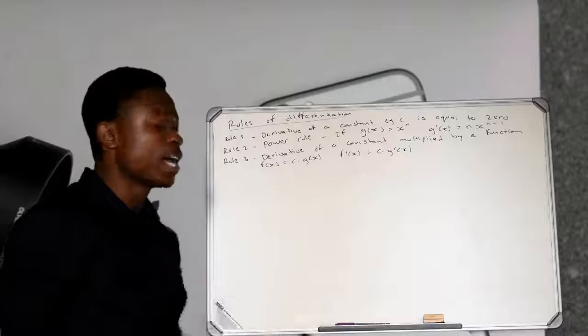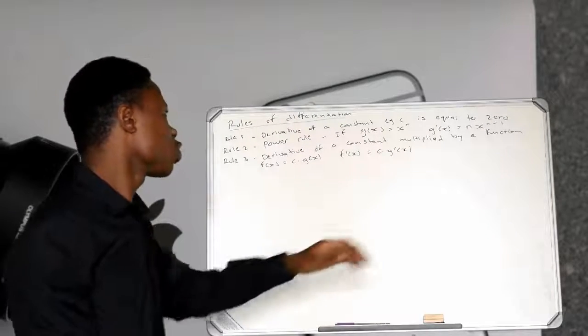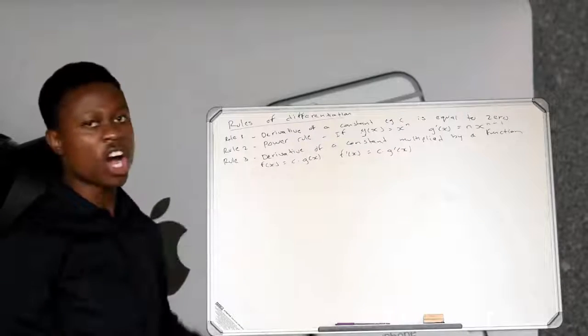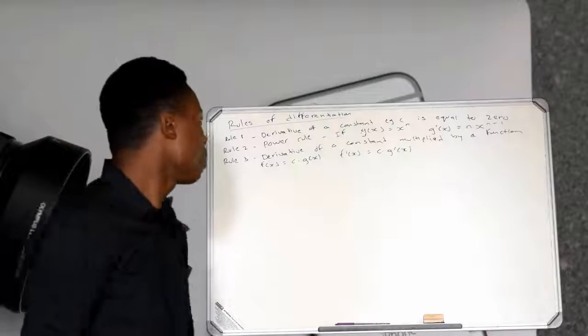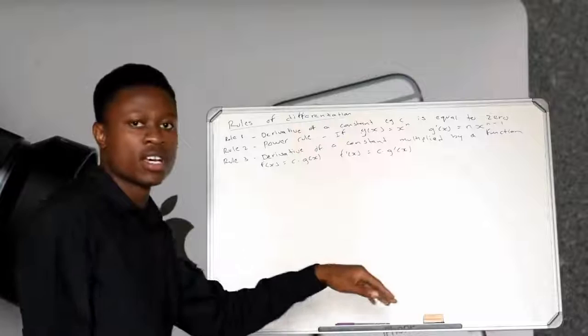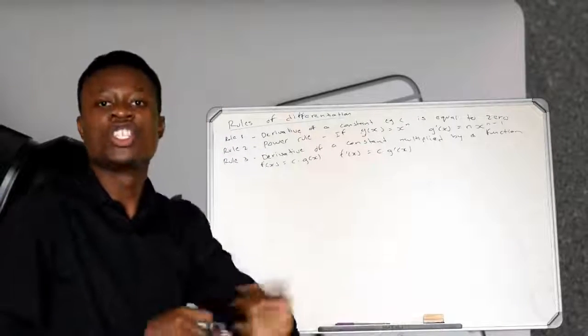So what that means is that we can ignore the constant as we find the derivative. It does not change anything. So in this instance, the constant does not become 0. Why? Because there is a function. It's a function of something. It's a function of x. So this is not just a constant. So that rule only applies when it's just a constant.